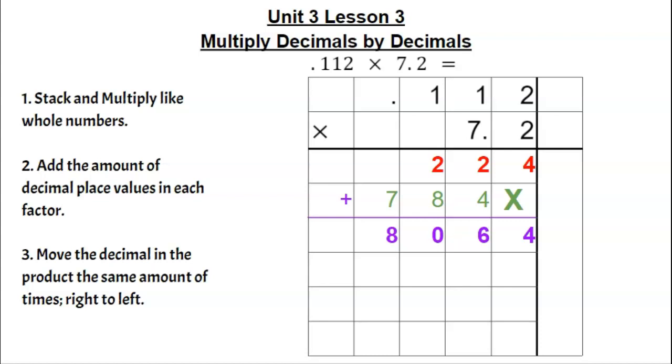We now need to count our decimal place values. So we have 1, 2, 3 place values behind the decimal in our first number, and then we have 1 place value behind the decimal in our second number. So that is a total of 4 place values that we need to move. So from right to left, we'll move our decimal 1, 2, 3, 4 place values to the left. So we really have 8,064 10,000ths for our answer.